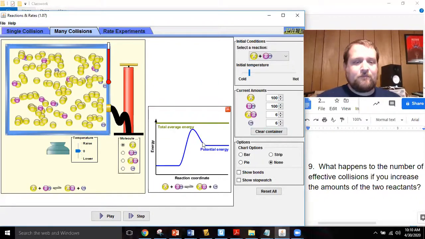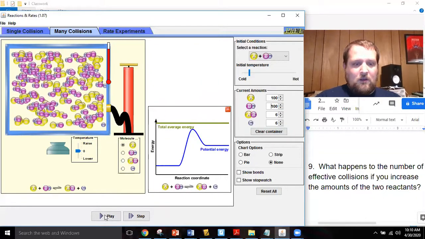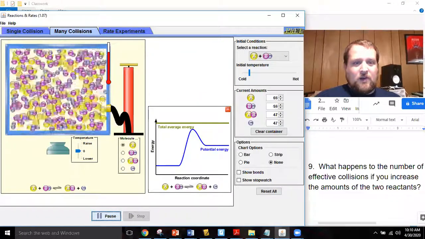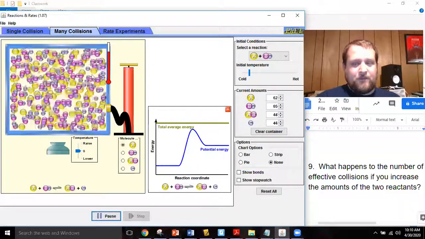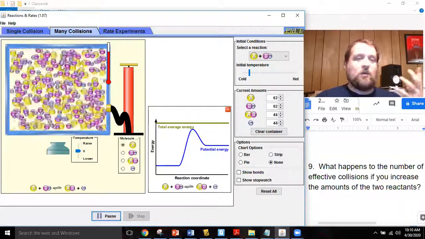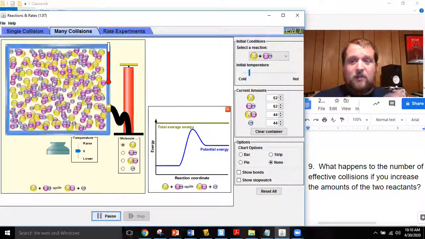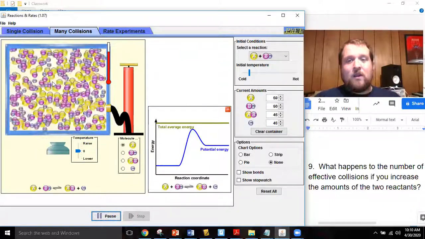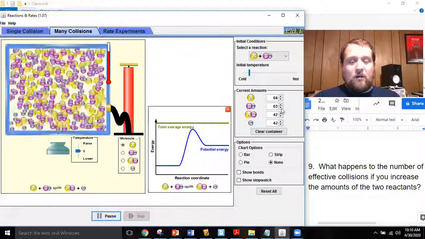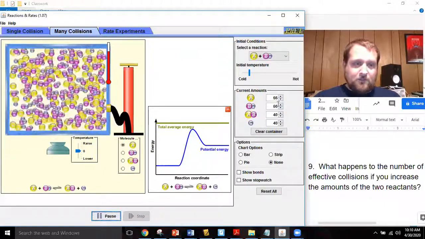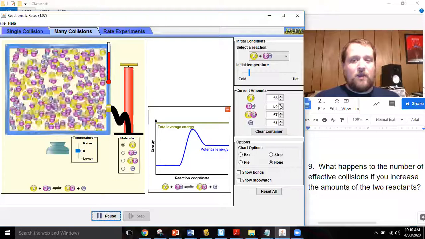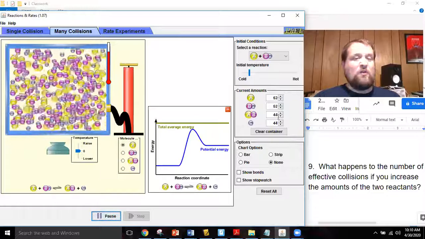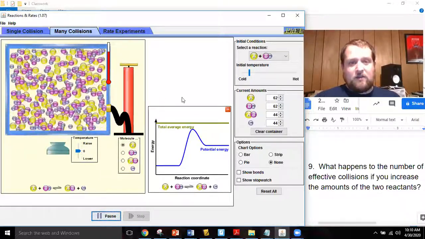A lot. And let's see what happens. So we've got craziness happening over here. By the way, this is much closer to what it's like in real life. There's trillions and trillions of atoms all in motion, colliding with each other. And look at how fast these numbers are changing. So number 9, what happens to the number of effective collisions if you increase the amount of the reactants, like we just did?